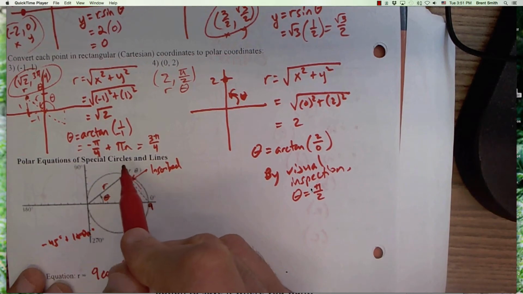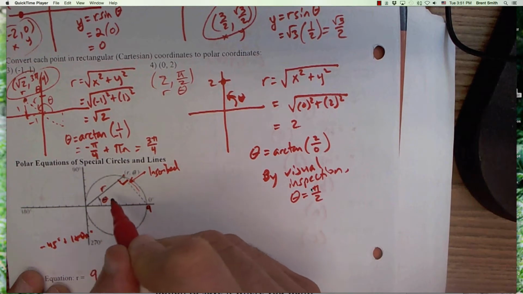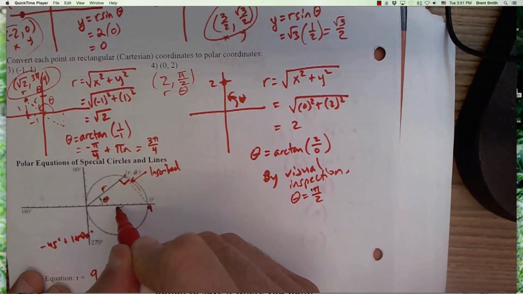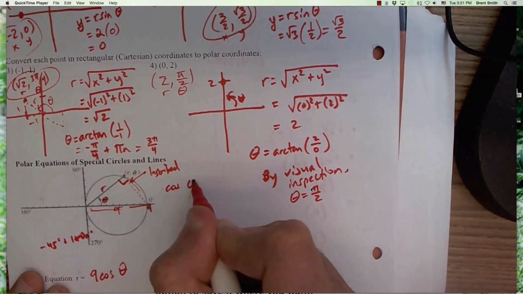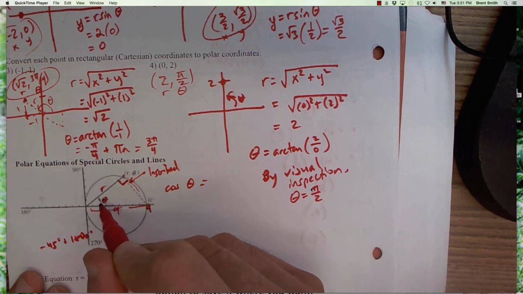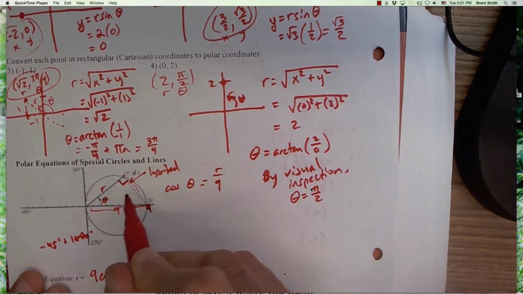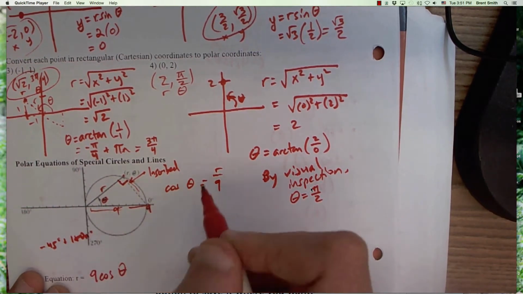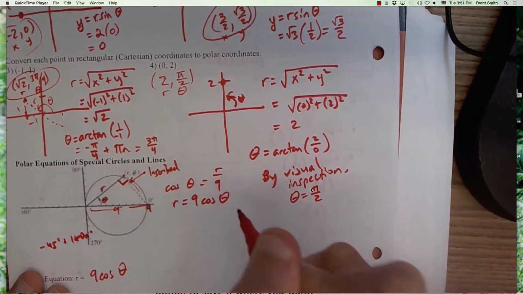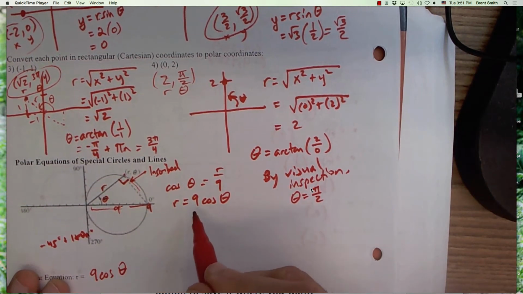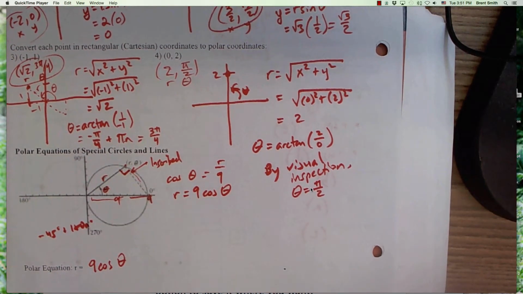So we can still use our trig ratios because we have a right triangle. So if we set that up, we know that this length is 9, from here to here. So I could just say cosine of theta, adjacent over hypotenuse, except my adjacent is this, equals r over 9. If I solve for r, I get r equals 9 cosine theta. So it's kind of like a geometric way to confirm what we already knew about this graph using polar equations.